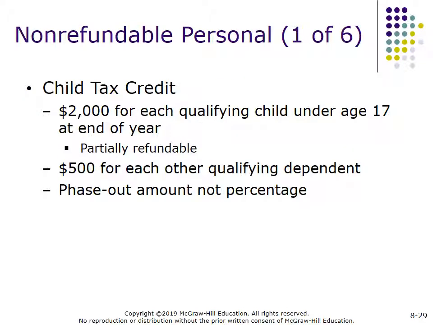The first one being the child tax credit that has changed significantly. The child tax credit used to be a tax credit for $1,000 for each qualifying child under the age of 17 at the end of the year. It used to be $1,000. Now it's $2,000. Okay. And it used to phase out at a much lower income rate than it does now.